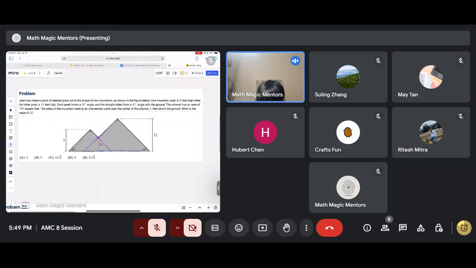What do we know about this triangle? So we're focusing on the big triangle first. What do we know about this triangle? Well, we know that this is 45 degrees and this is 90 degrees, and we need to find this angle, theta.